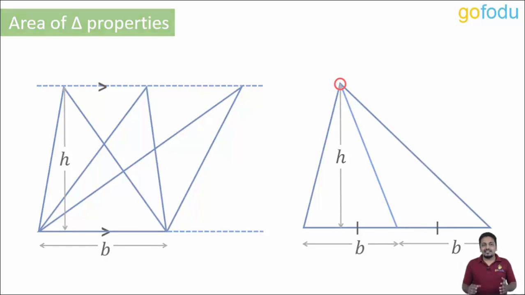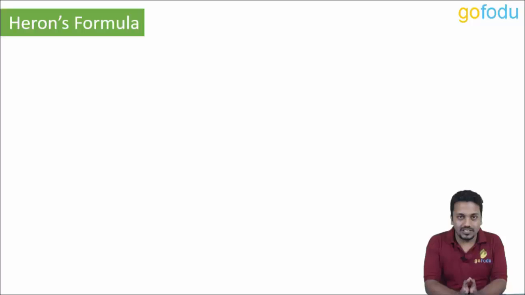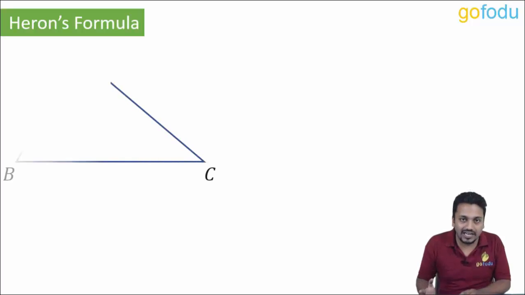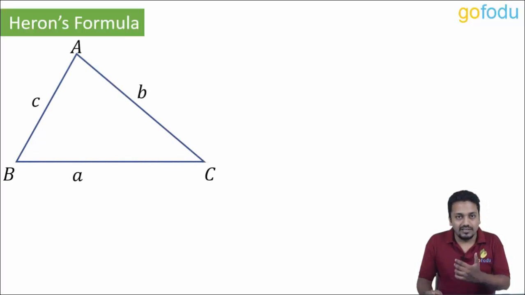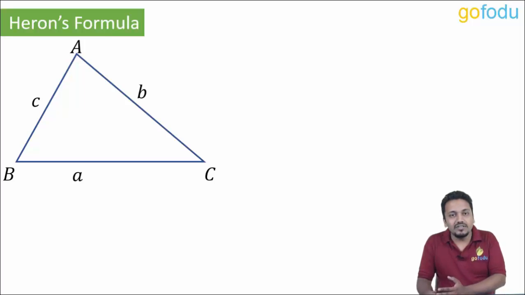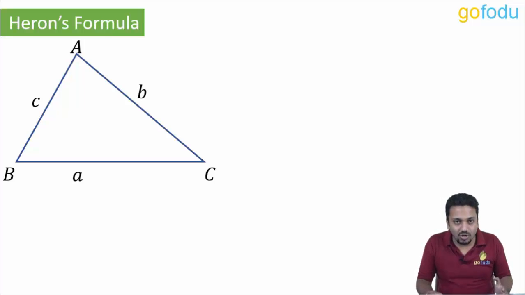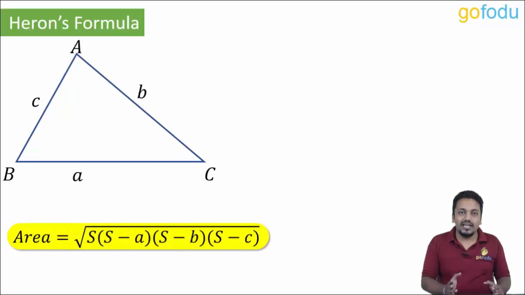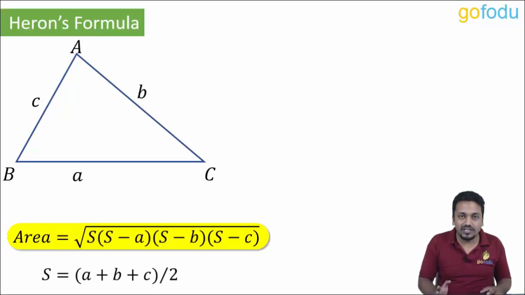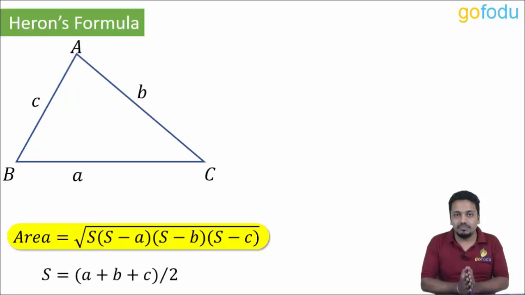Next up is Heron's formula, which is to be used when the three sides of the triangle are known. And this is a little calculation intensive. So keep it as the last resort when the three sides are given and there is no other way you could find the area. Area is equal to square root of S into S minus A into S minus B into S minus C, where S is semi-perimeter of the triangle, given by A plus B plus C upon 2.